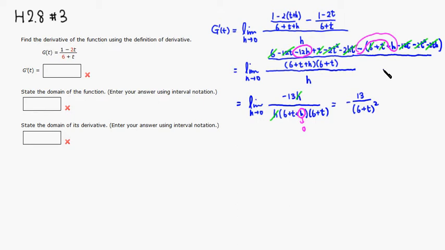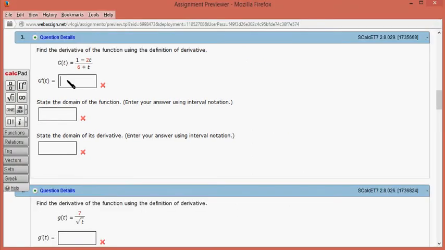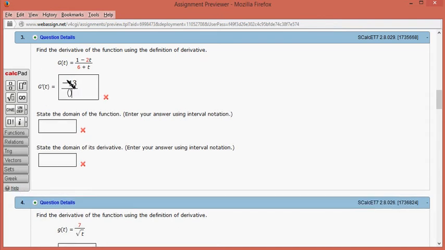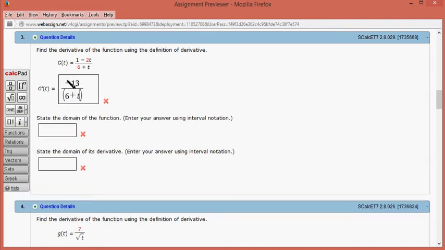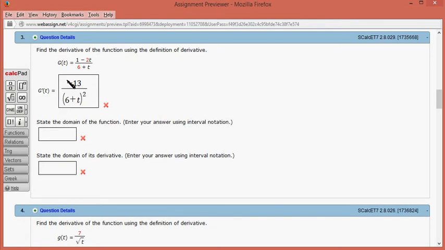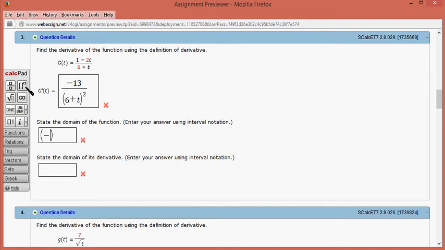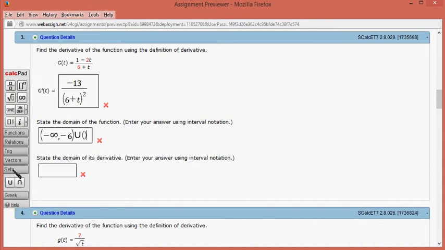So let's type it in. It's negative 13 over 6 plus t squared. And state the domain of the function. The domain of the original function is, of course, we don't want t to be negative 6. So it's negative infinity to negative 6, union negative 6 to positive infinity. So I'll just put the infinity there.